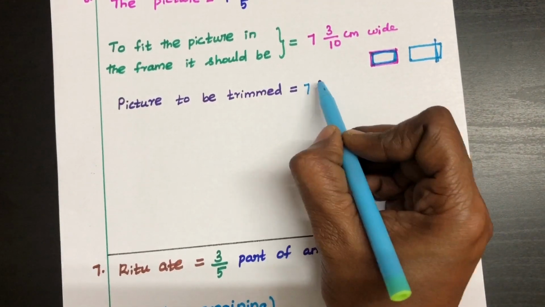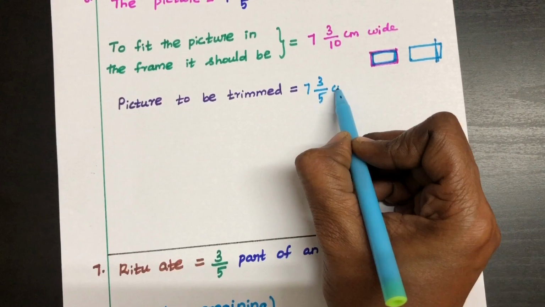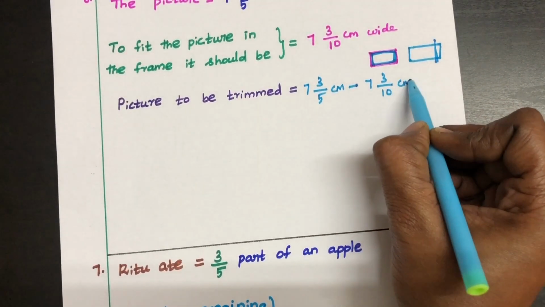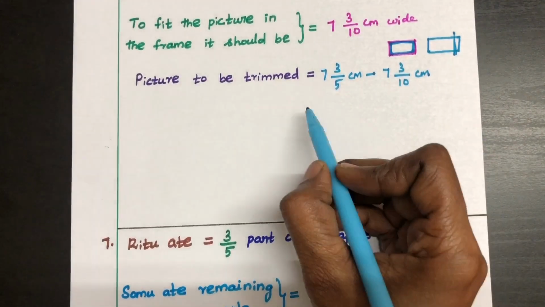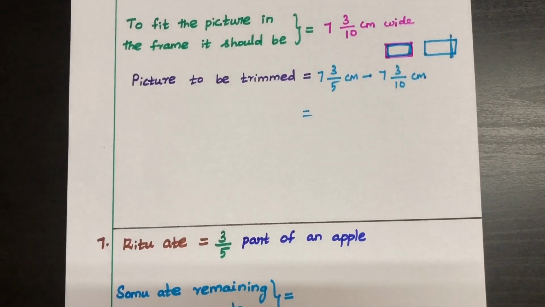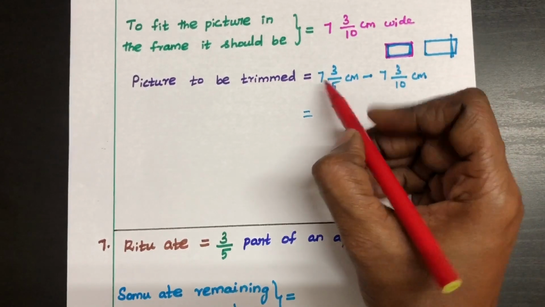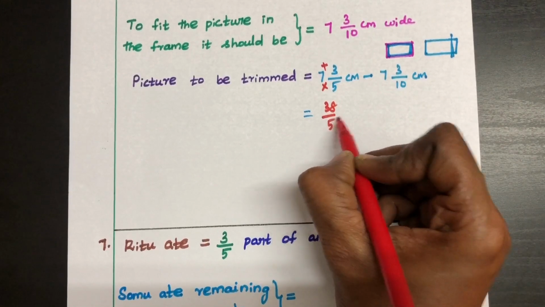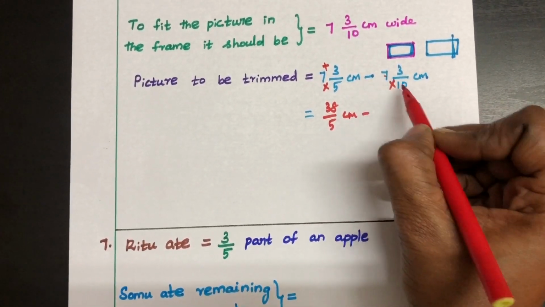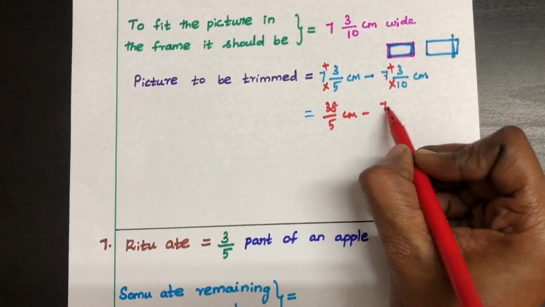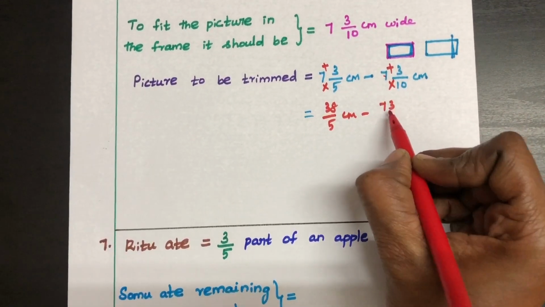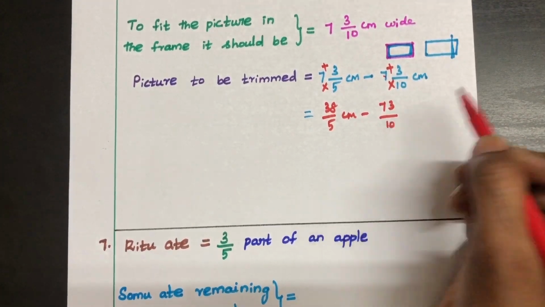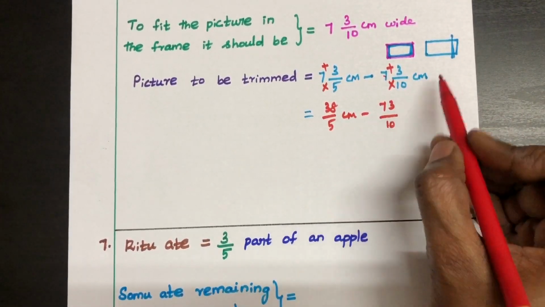wide here. So, 7 3/5 centimeter minus 7 3/10 centimeter. Now, this is equal to 7 5s are 35. 35 plus 3 is 38 by 5 centimeter. Minus 7 10s are 70. 70 plus 3 is 73 divided by 10. Now we are going to make equal denominators.